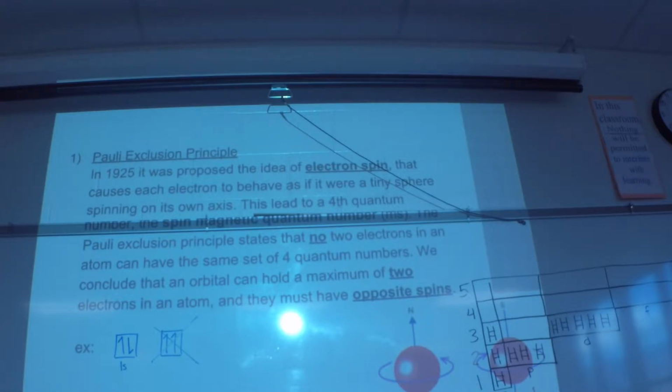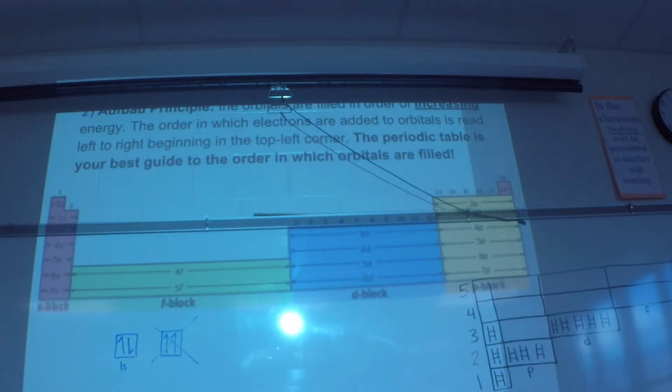What's making it spin? The electrons? The negative charges of all of them, because the negative charge of one repels another. So do they change spins? They could, but they're always going to be opposite.